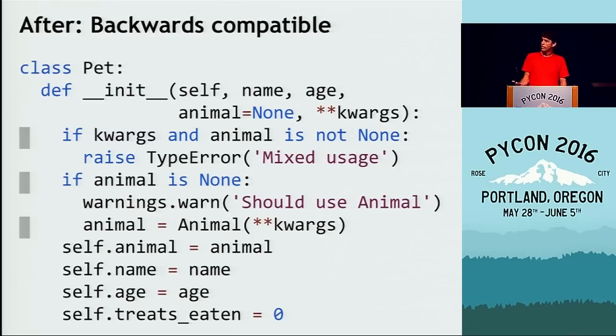On the next line, the next gray block there, if the animal is none, then that's saying, hey, you used it the old way, the old class. You didn't actually hand me an animal instance as a positional argument. So I'm going to issue a warning to say you should use animal instead of the old way, and then I'm going to construct an animal for you. So that's the backwards compatibility part of this, that third gray block. And then the rest of the constructor just goes as normal. It takes the animal, pulls it in.